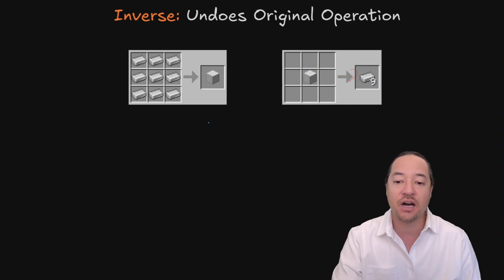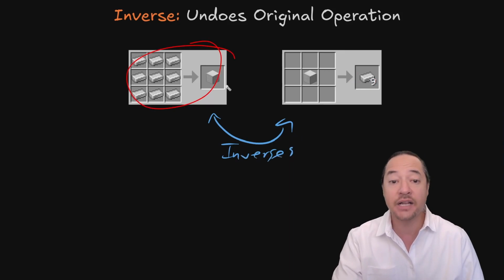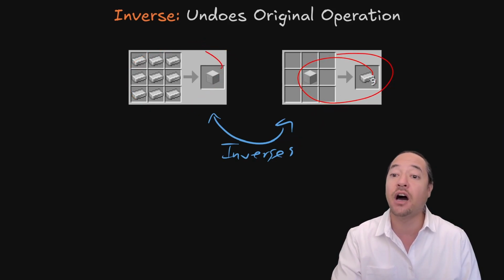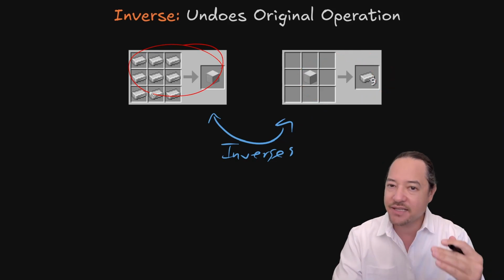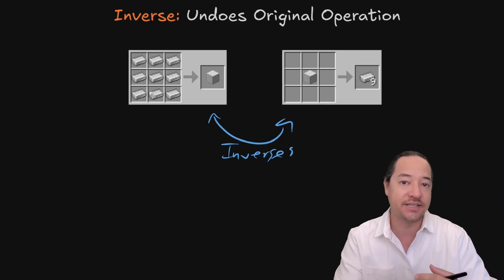So these are inverses, okay? These are inverse operations of each other, right? This undoes this and vice versa. Taking the iron block and breaking it into 9 iron ingots undoes this original operation. So this is the concept of an inverse, and we're going to apply this to math in a lot of different ways. To start out, we're going to try and think about what is the inverse of addition. What undoes addition?